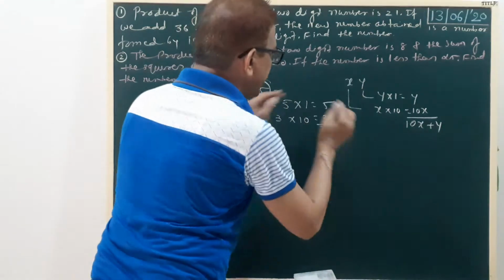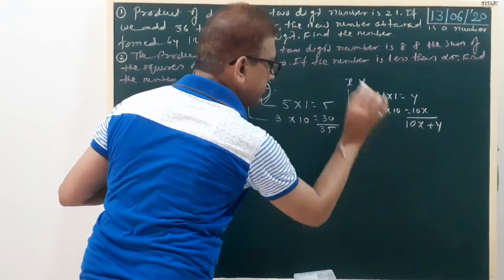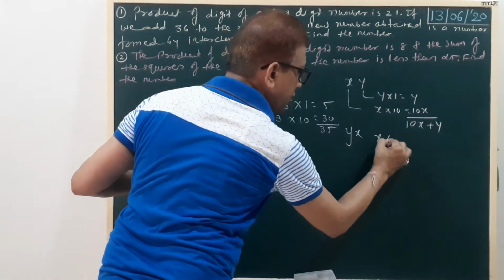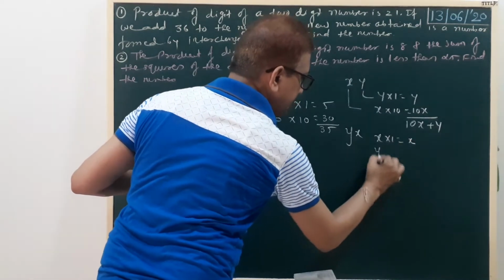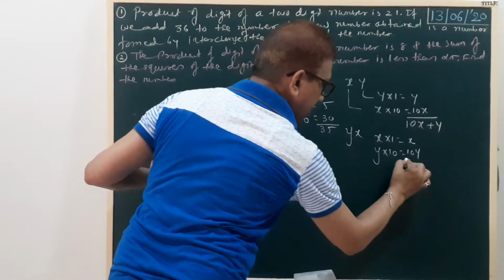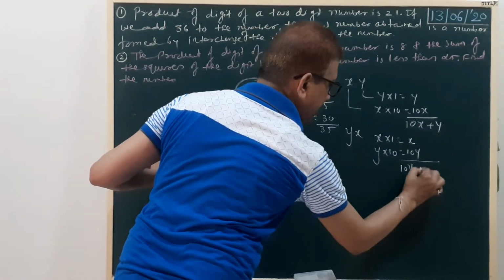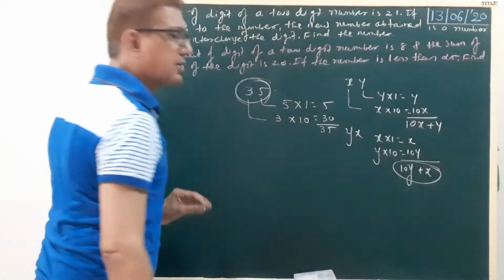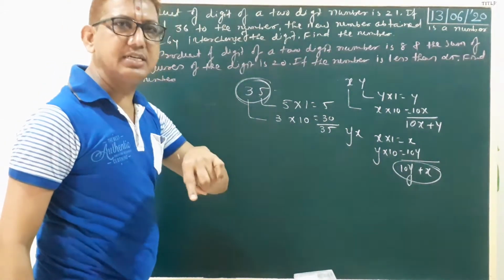Now interchange the digits. The interchanged number is yx. Now x is the unit place, so x. y is the tens place, so multiply by 10, giving 10y. So the number is 10y plus x. This is your interchanged number.